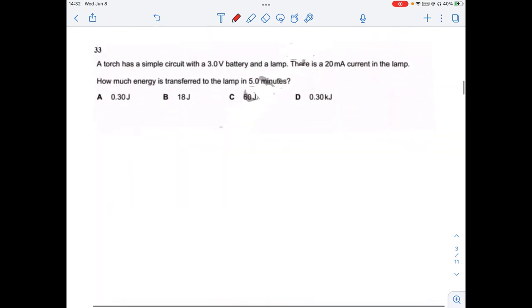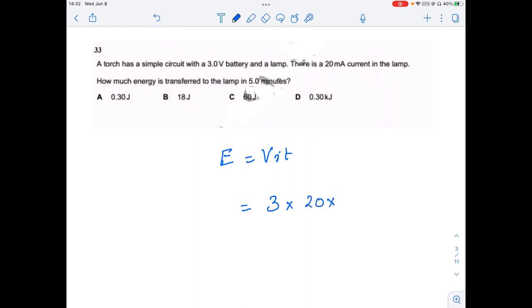Coming to question number 33, a torch has a simple circuit with a 3 volt battery and a lamp. There is 20 milliamperes of current in the lamp. How much energy is transferred to the lamp in 5 minutes? We know the formula: energy equals VIT. The voltage is 3 volts and the current is 20 milliamperes. Convert that milliamperes into amperes, 10 power minus 3, times 5 minutes. Minutes should be converted into seconds, 60 seconds. Simplify that and you should get the answer as 18 joules. That's going to be the answer for question number 33.